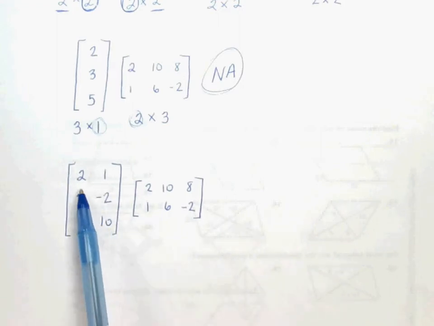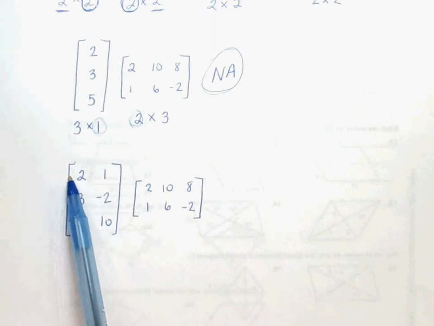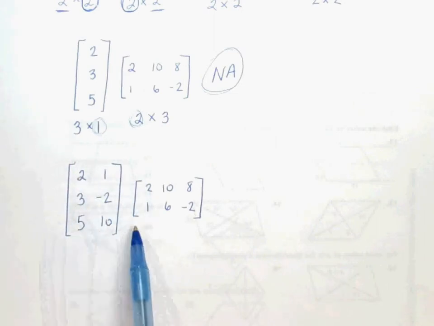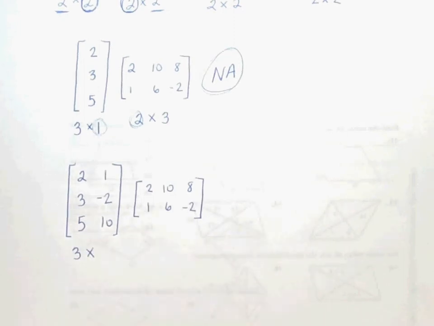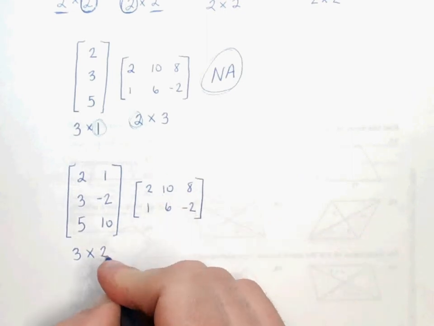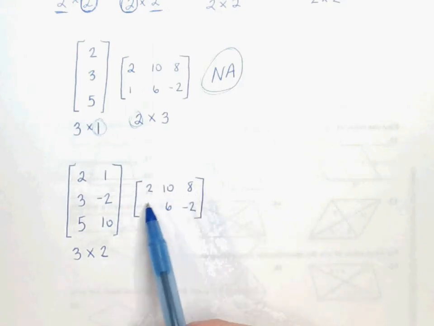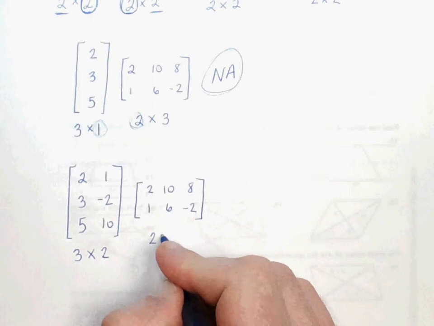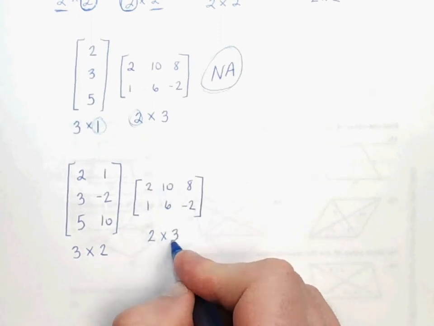Alright? So here we go. Let's look at the dimensions of our first matrix. Remember, rows by columns. So how many rows? 1, 2, 3 rows. Okay, let's see how many columns. 1, 2 columns. So our first matrix is a 3 by 2 matrix. Let's look at the second one. How many rows? 1, 2 rows. And 1, 2, 3 columns.